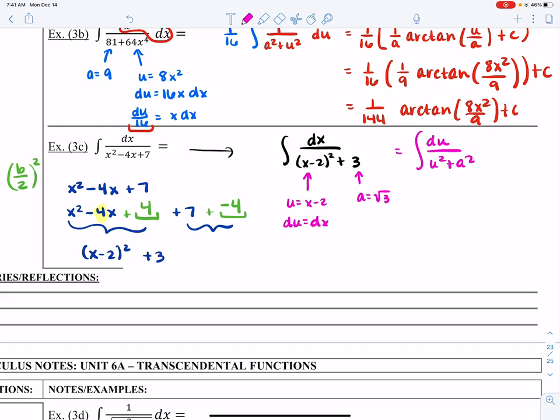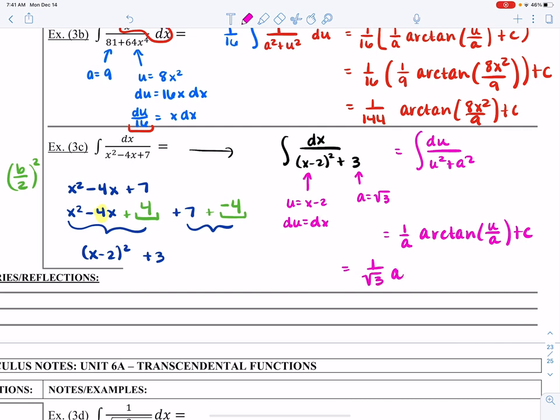It's arctangent, which means the integral of this thing is 1 over a arc tangent u over a plus c, filling in all of the pieces, 1 over rad 3 arc tangent x minus 2 over rad 3 plus c. Now you're going to be tempted to want to rationalize that. Don't rationalize it. You're just wasting your time.